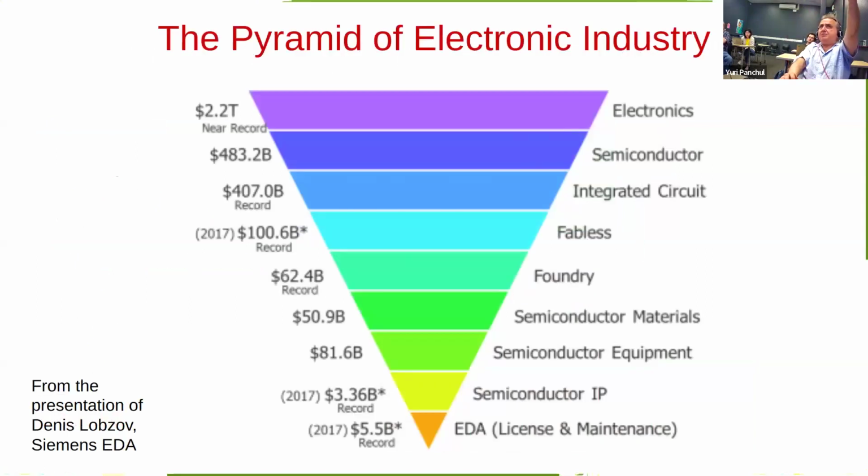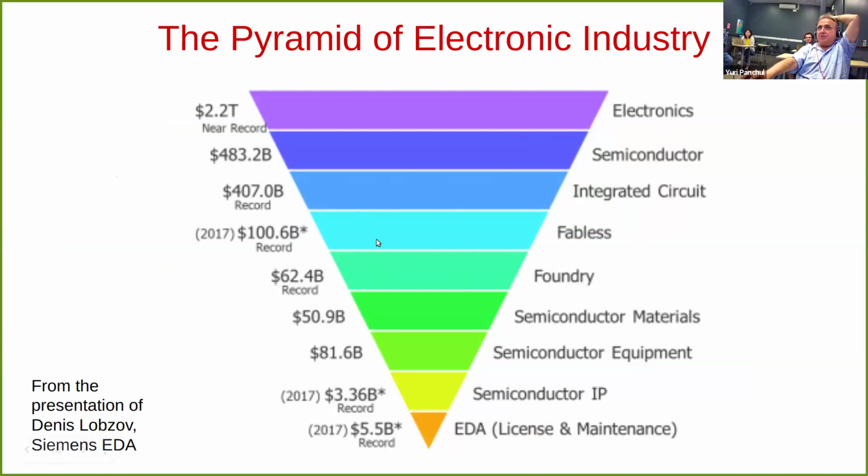Now this is a pyramid of the electronic industry. We have a 2 trillion electronic industry, and 500 billion semiconductor, and from this we have the fabless industry and foundry materials, and finally semiconductor IP and EDA licensing. But I think the numbers are different now. I think EDA size is now about 8 billion or something.